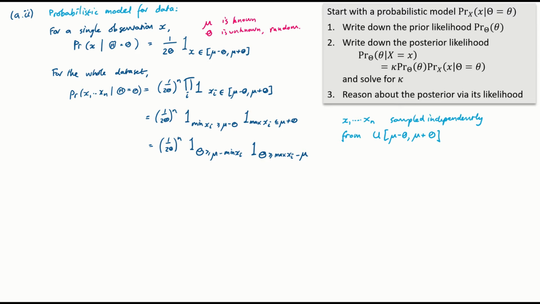Okay, we've written out the probabilistic model for the data. Next step, write down the prior likelihood of the unknown parameter theta. This we worked out in part 1. I'm just copying the formula that we had before. Good, that was easy. Next step, use Bayes' rule. Write down the posterior likelihood using Bayes' rule with this constant kappa, and solve for kappa.